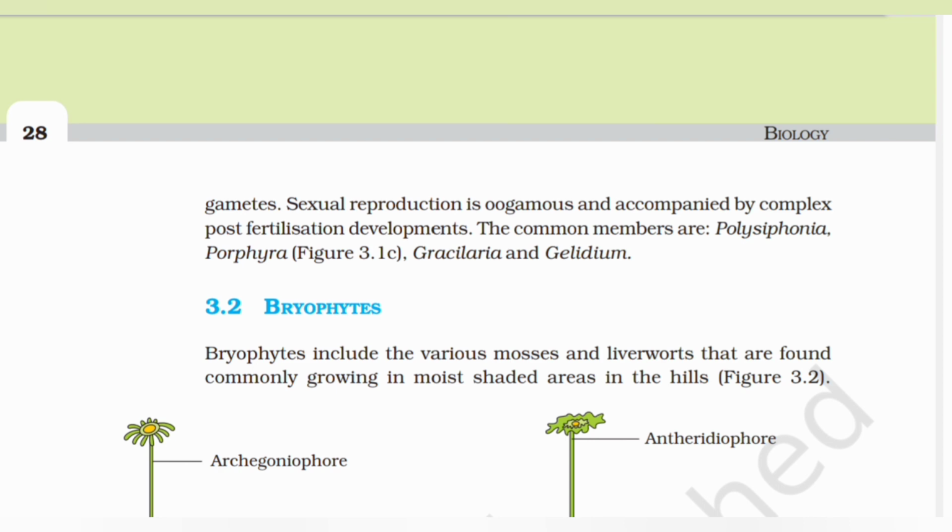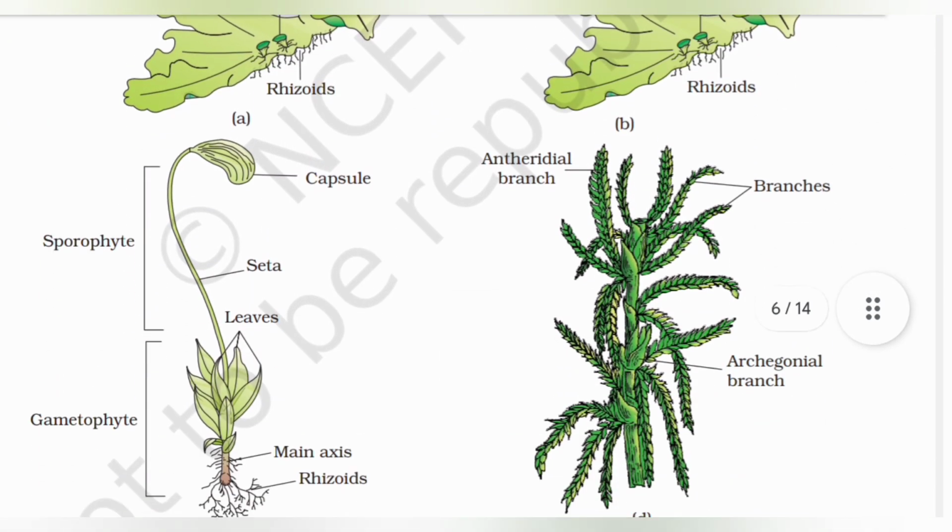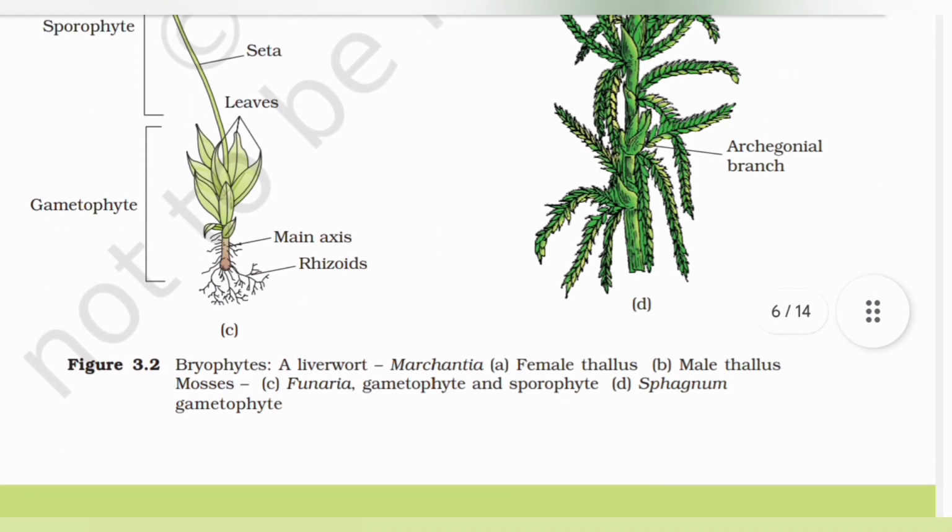3.2 Bryophytes. Bryophytes include the various mosses and liverworts that commonly grow in moist shaded areas in the hills. Figure 3.2 Bryophytes. A. Liverwort, Marchantia. A. Female thallus. B. Male thallus. Mosses. C. Funaria, gametophyte and sporophyte. D. Sphagnum, gametophyte.